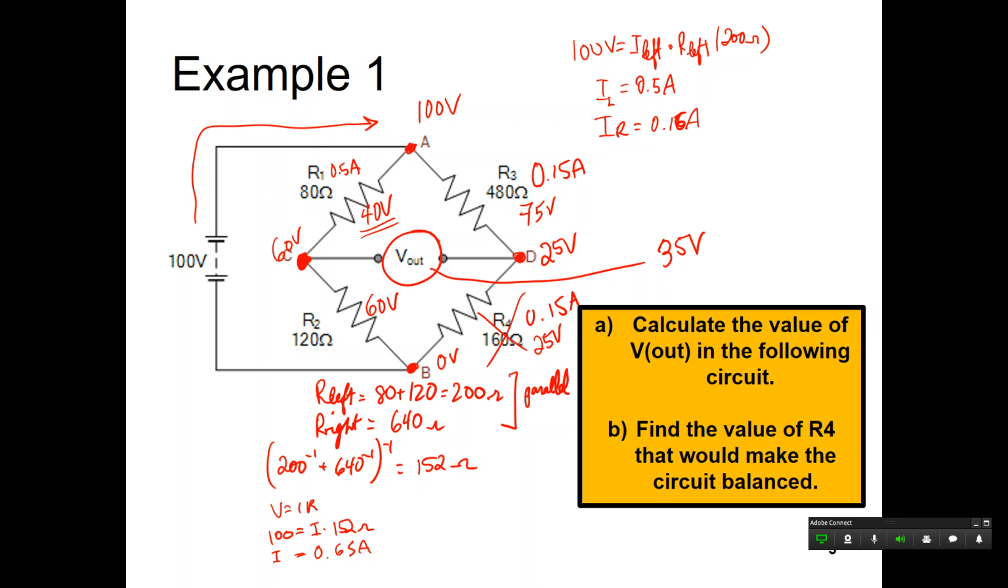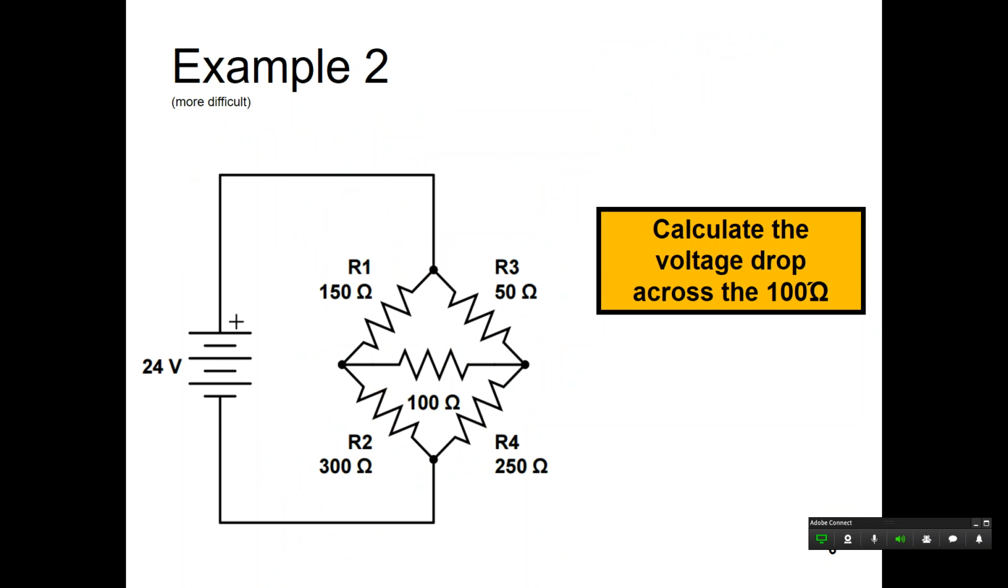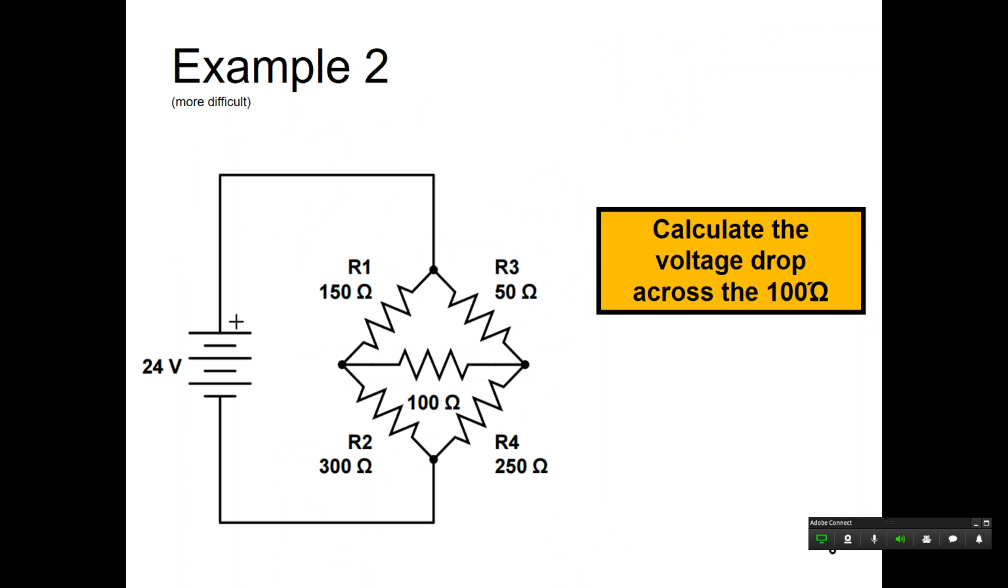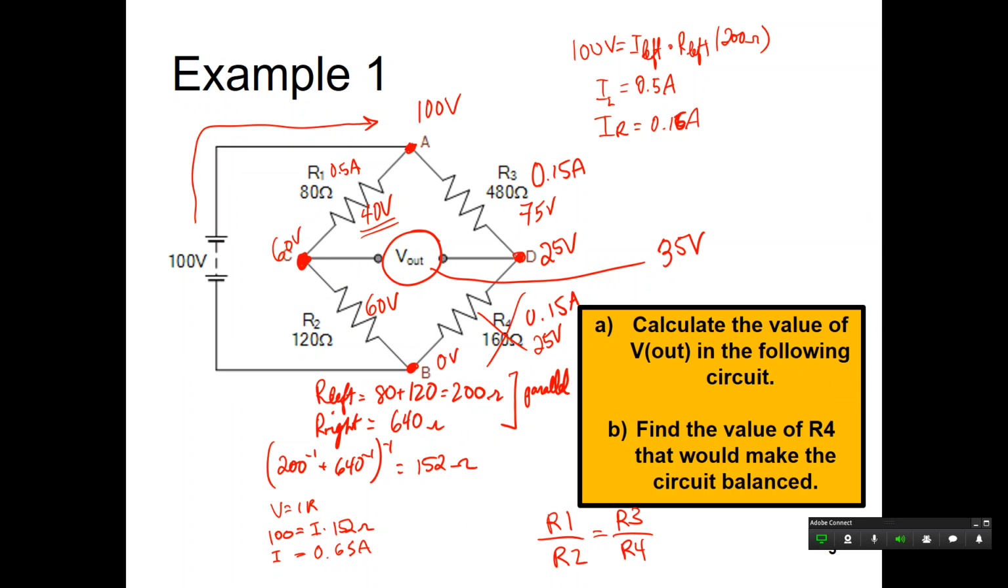So I have to apply my rule that R1 over R2 has to be equal to R3 over R4. And please, please, please don't let me trick you by saying that this is R1 and this one's R3 instead of R2, okay? It's really the ones that are in series. The ratio of the ones in series has to be equal to the ratio of the opposite ones. All right, don't get caught up on the numbers.